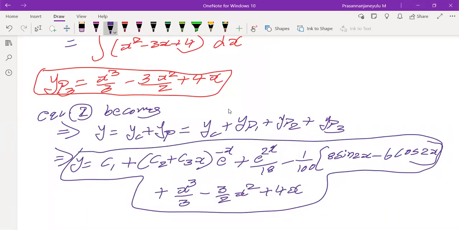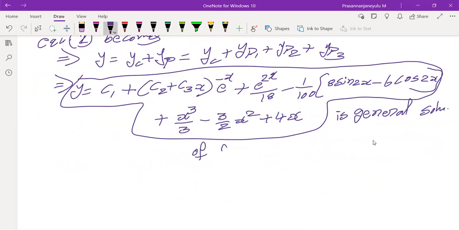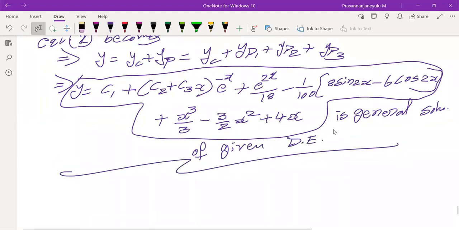This is by using, in a single problem, all the three methods: yp1, yp2, yp3. This one is the general solution of the given differential equation. Okay, this is the solution. In the same manner you can do any type of problem using type 3.